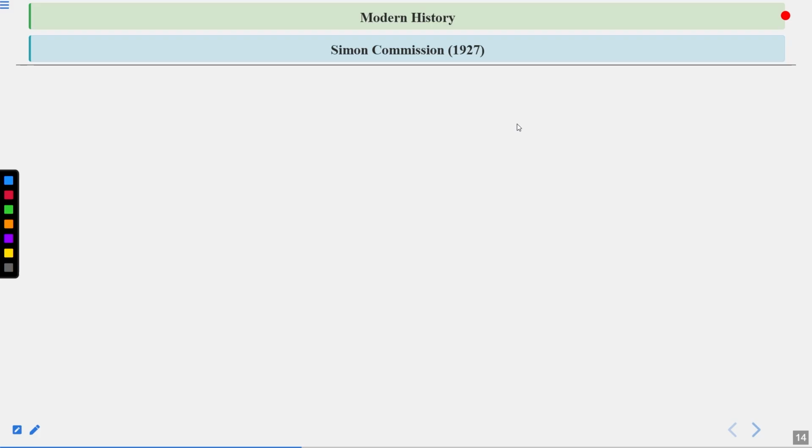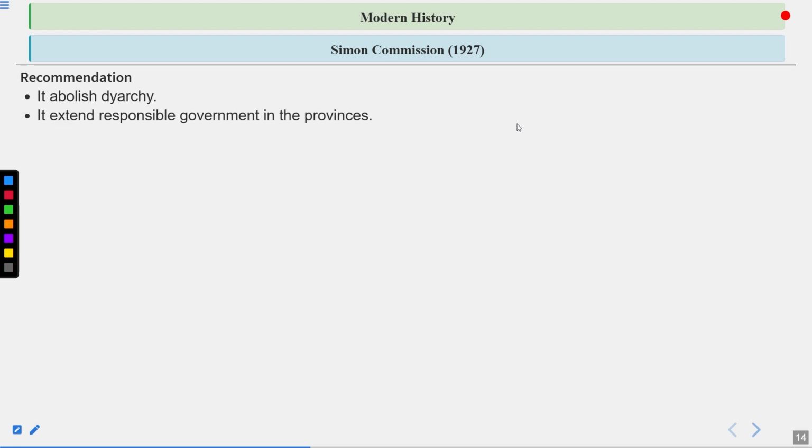Now let's read further. We have to discuss the 1935 Government of India Act, but before that, we must know about the Simon Commission also. So, Simon Commission, 1927. We must know its recommendations. It abolished diarchy. So the first recommendation they gave was that we should abolish the diarchy that was introduced at the center in the 1919 Government of India Act. It extends responsible government in the provinces.